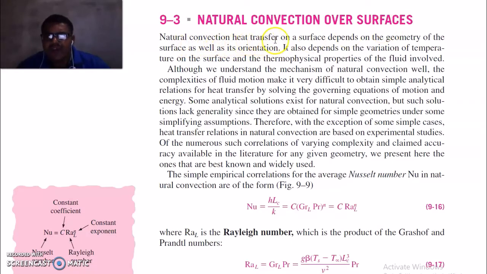Natural convection heat transfer on a surface depends on the geometry of the surface as well as its orientation. It also depends on the variation of temperature on the surface and the thermophysical properties of the fluid involved. Although we understand the mechanism of natural convection well, the complexities of fluid motion make it very difficult to obtain simple analytic relations for heat transfer by solving the governing equations of motion and energy. Some analytical solutions exist for natural convection.